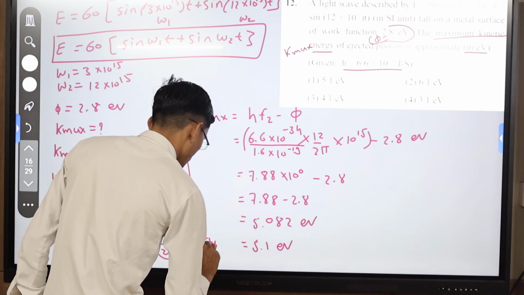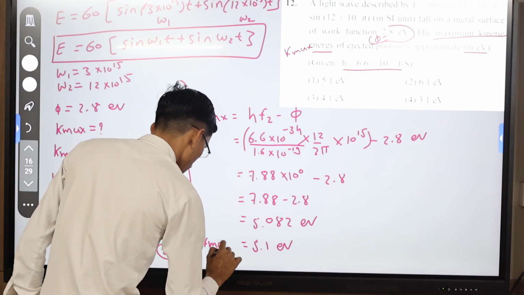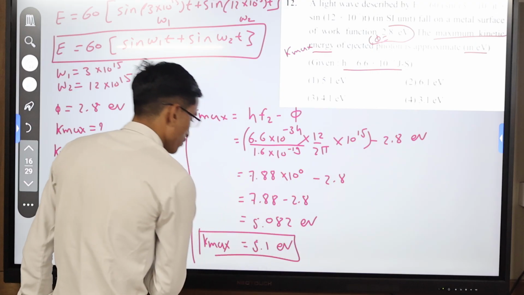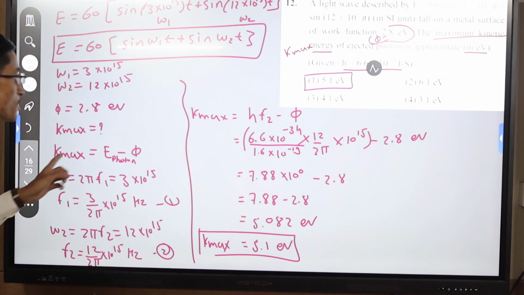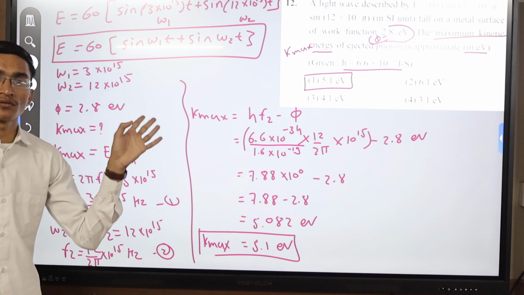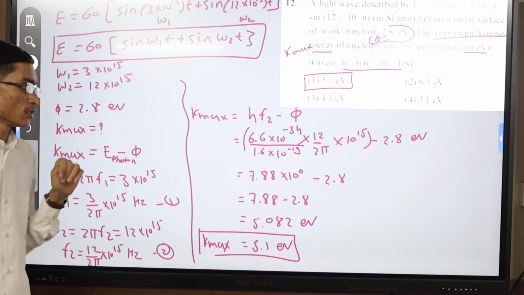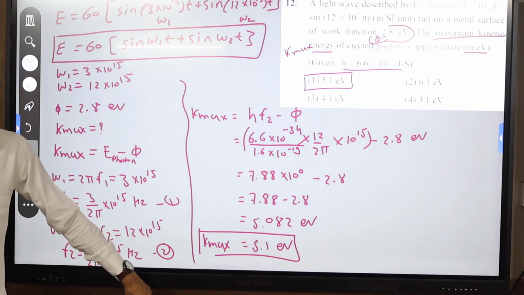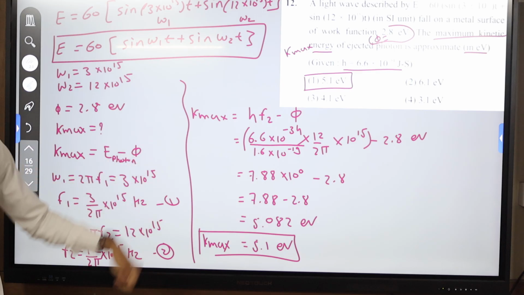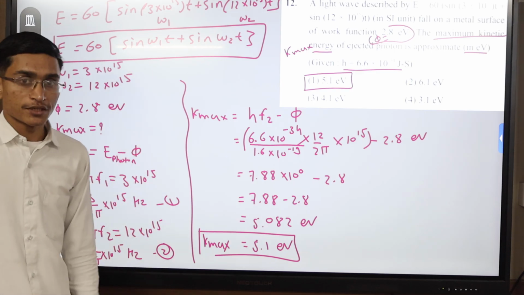So maximum kinetic energy is 5.1 electron volt. Okay. This is a repeated PYQ from previous years' general questions. If you solve PYQ mains of previous years, you will find that this is a repeated question, only the data changed.